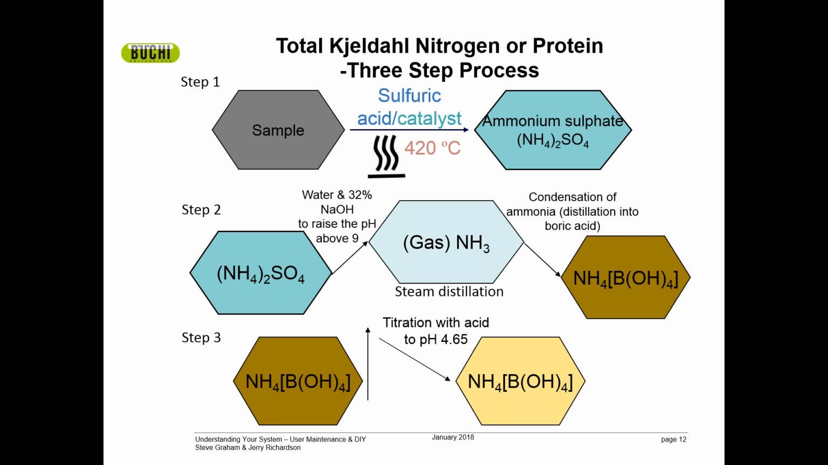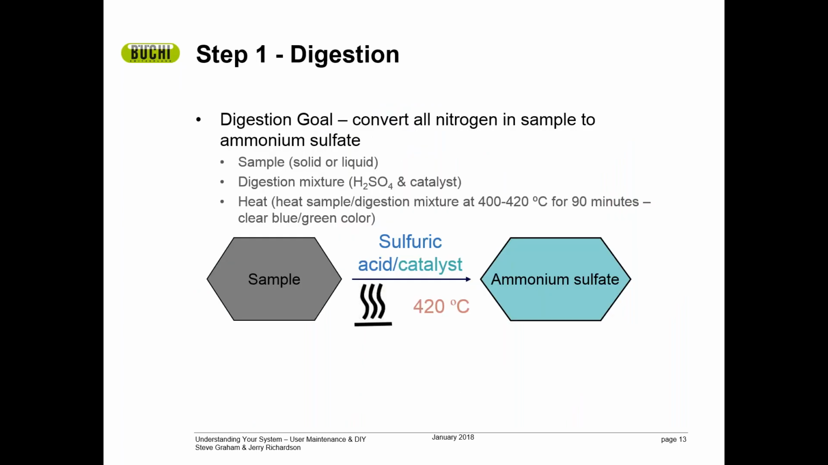Similarly, total Kjeldahl nitrogen is exactly the same process, only before we do the distillation, we actually digest the sample with sulfuric acid and a catalyst into ammonium sulfate, and then the rest of the process is basically the same. We distill the sample into boric acid, and then we titrate the boric acid. So let's take a look at each of these steps and what is important in these steps.